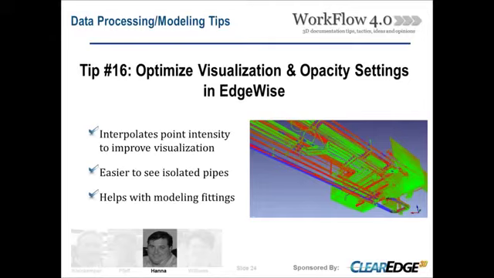Furthermore, there's some other nice features. Oftentimes, we're collecting scan data in grayscale mode, and we found that some nice features are the optimization of the opacity settings in Edgewise, and this is a really nice feature where it will interpolate the point intensity data to improve the visualization. As you can see in this screen capture, isolated points, maybe that are darker points, are captured a different color. This really helps with modeling fittings, ensuring that you're continuing to maintain high accuracy doing your modeling using this. So this is a great feature that we found very helpful.